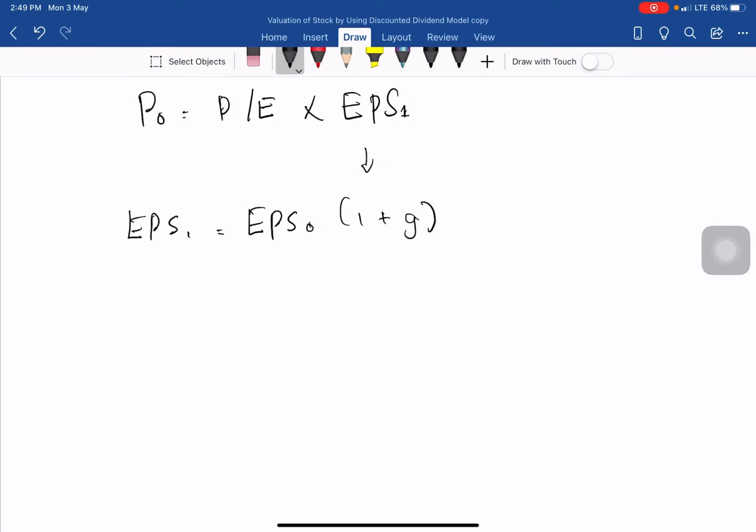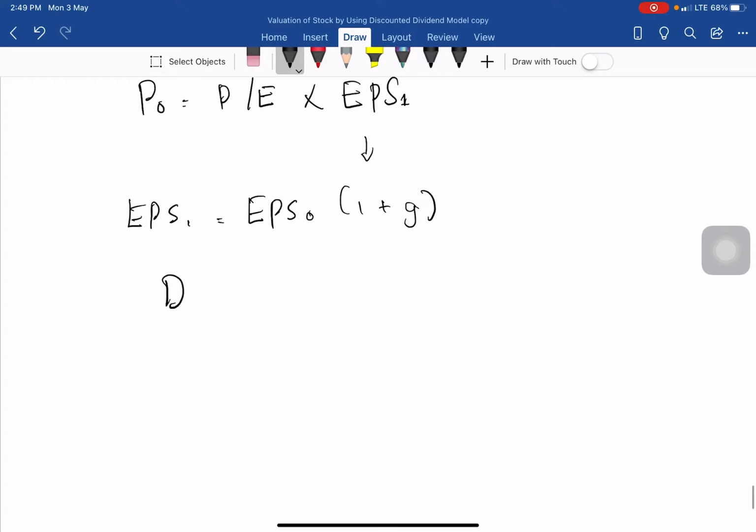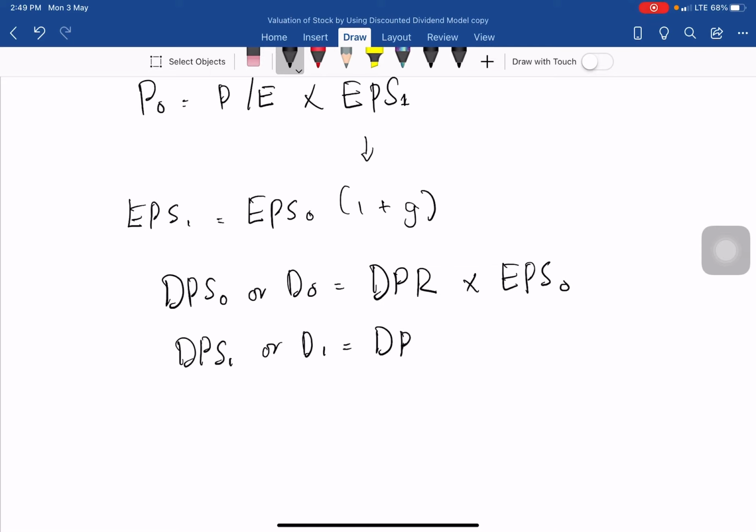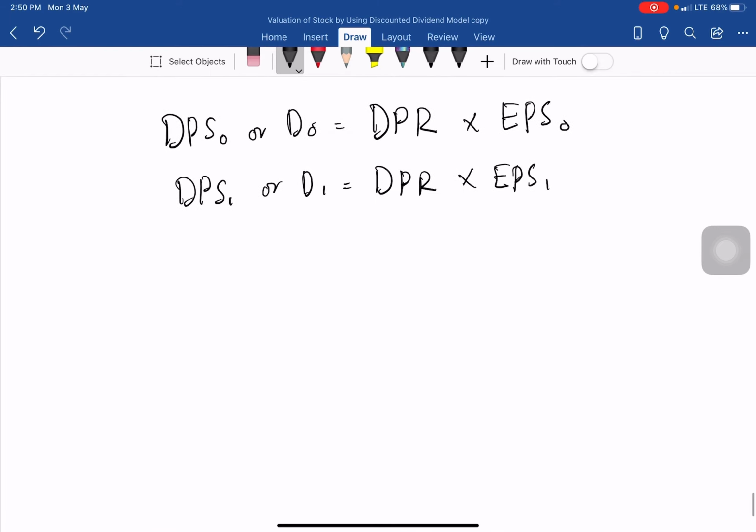This is just a formula given to you, or you can manipulate this formula to get EPS. If they give us the dividend per share year 0, D0, it is equal to DPR times EPS year 0, so you can manipulate this formula to get EPS. Or if they give us the DPS year 1, D1, it is equal to DPR times EPS 1. To calculate EPS 1, use EPS 0 times 1 plus G. So this is a collection of the formulas.